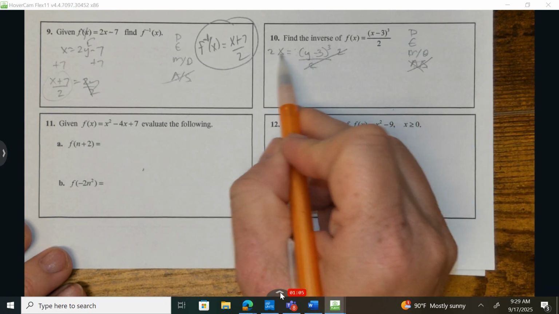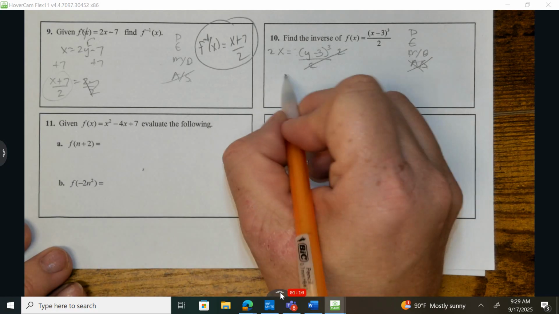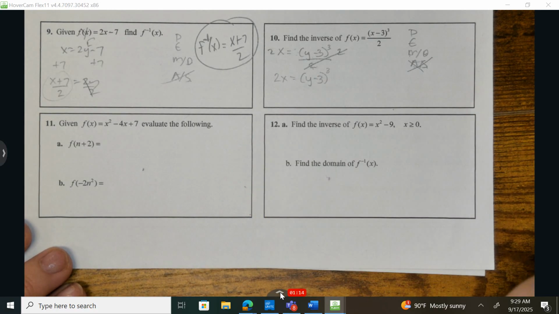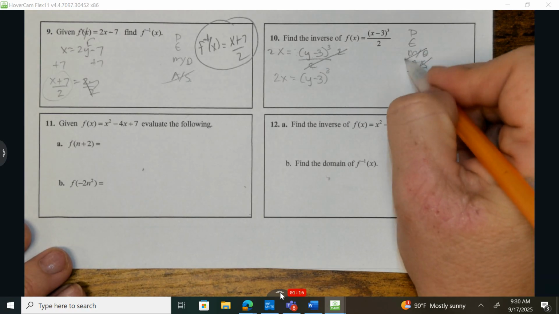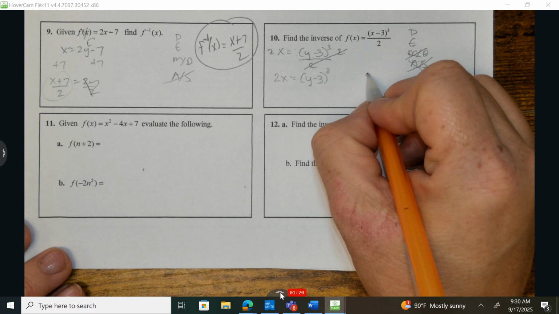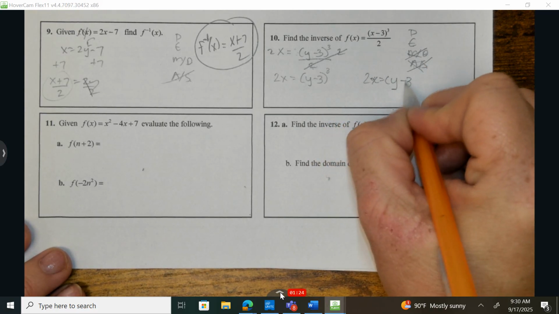Notice I've already switched the x and y like I initially did in question number 9. So now we have 2x equals y minus 3, and that quantity is cubed. Next up, exponents. How do I remove this 3? There's a couple different ways we can do that. And so I'm going to write down both ways because it depends on how you connect to this. And either way would be right.